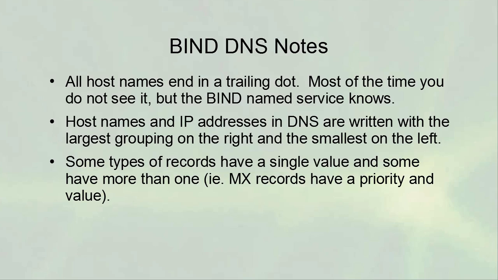Also, some types of records have a single value and some have more than one value. MX records have a priority and a value. So an MX record will take a name, usually a domain name, and then it will give you a priority, and it will also give you a host name of a machine you can talk to if you want to send your mail. In addition to that, there are things like the SOA records and other records that have multiple different pieces in them.